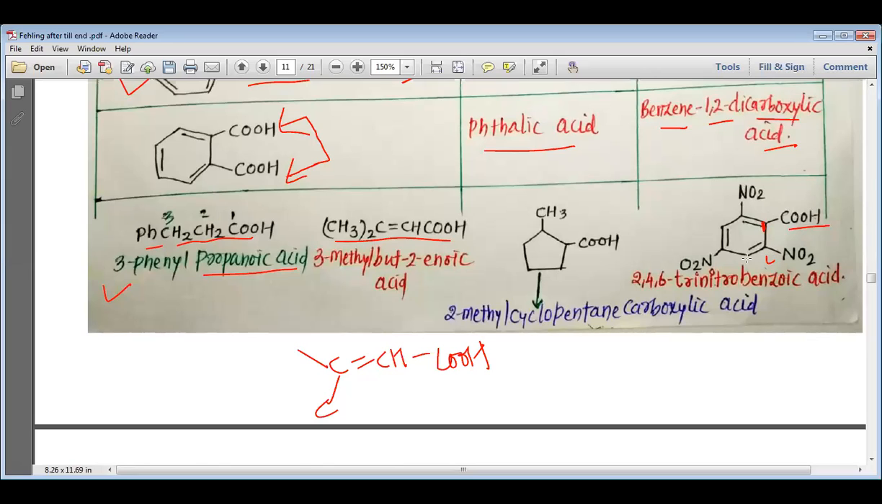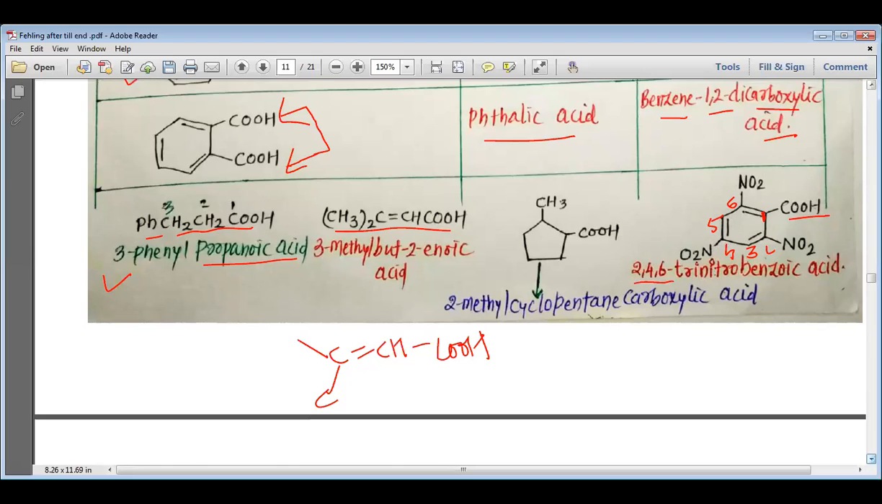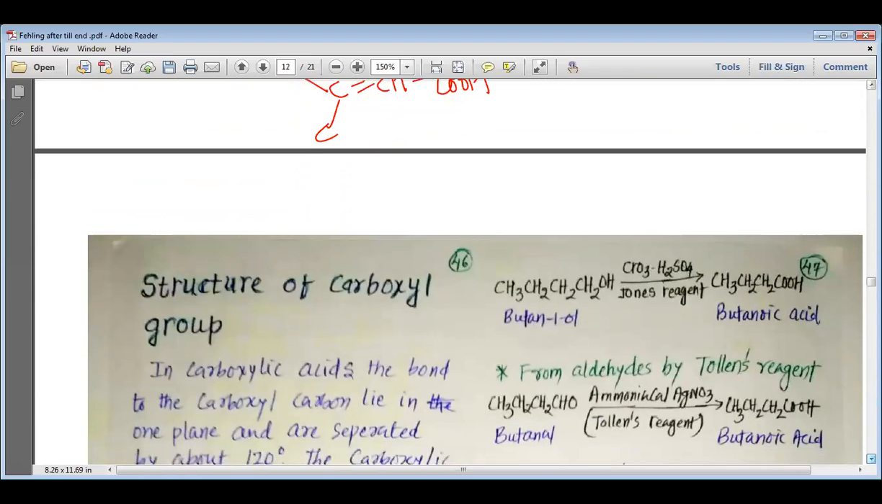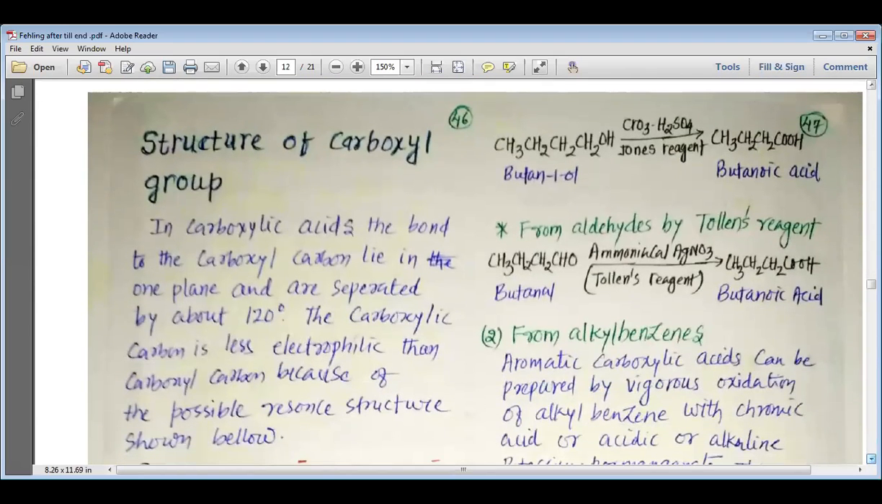this is the second carbon, third carbon, fourth carbon, fifth carbon, and sixth carbon. Even if you move anti-clockwise, the same position will be given to all the carbons. So it is 2,4,6-trinitrobenzoic acid. Please remember it is 2,4,6-trinitrobenzoic acid. So this is how, my dear students, we can give the names to the various compounds containing the carboxylic acid group.